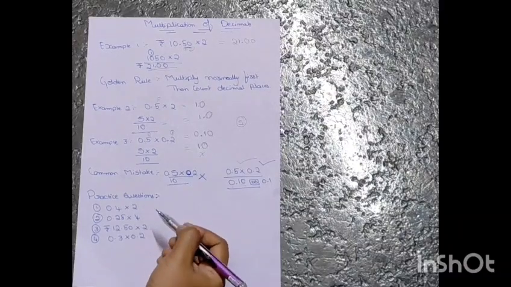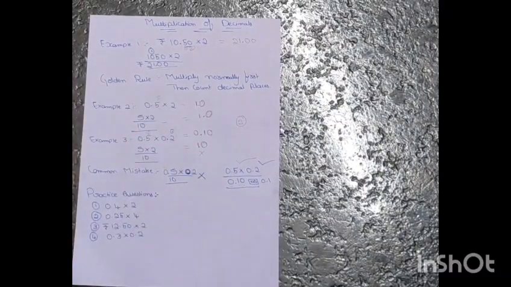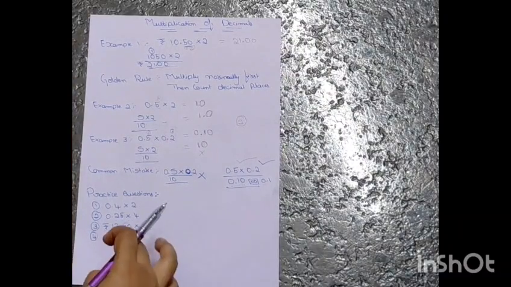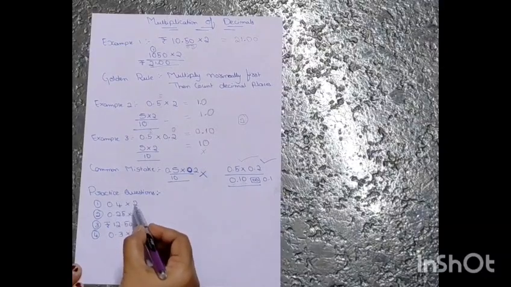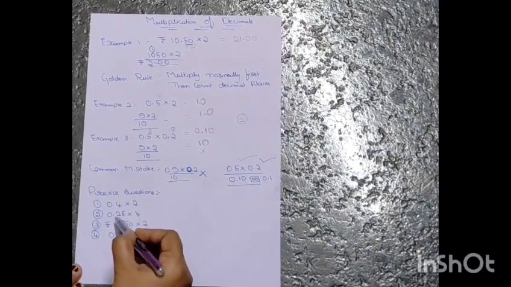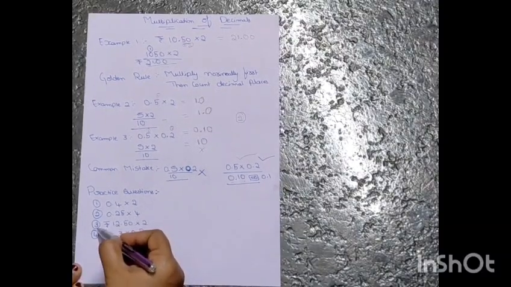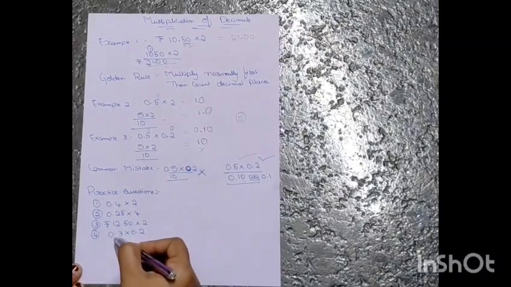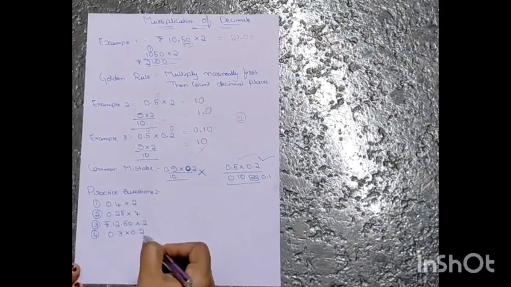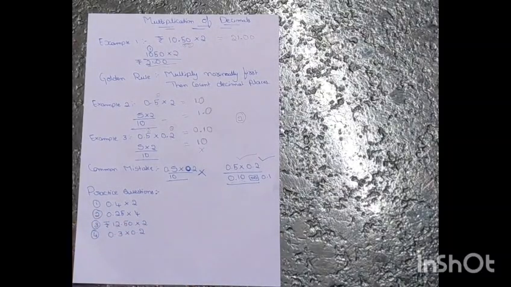Yes. Now it's your turn. Just pause the video and try these questions. First question, 0.4 into 2. Second question, 0.25 into 4. Third question, rupees 12.50 into 2. Fourth question, 0.3 into 0.2. Let us check the answers together. Pause the video and solve the questions. Then unpause and we'll solve the answers together.